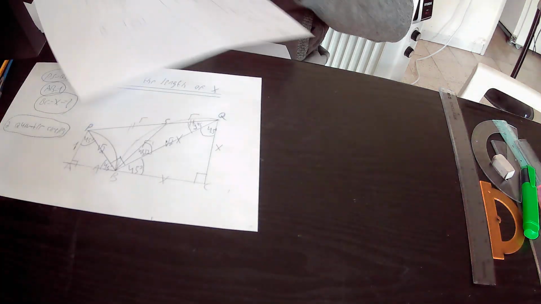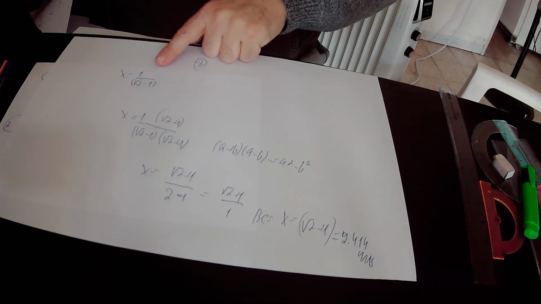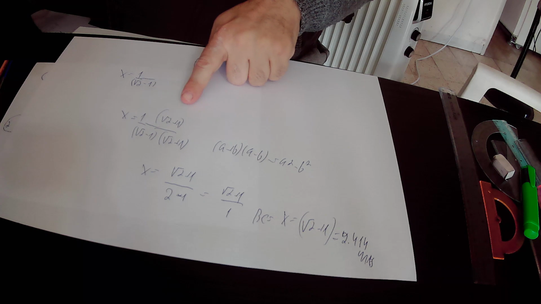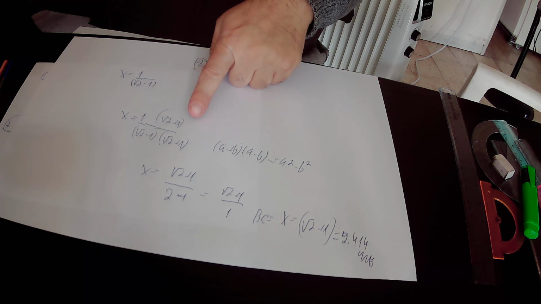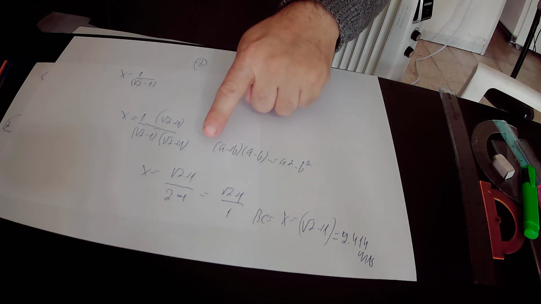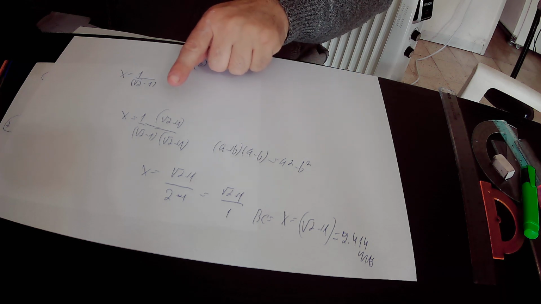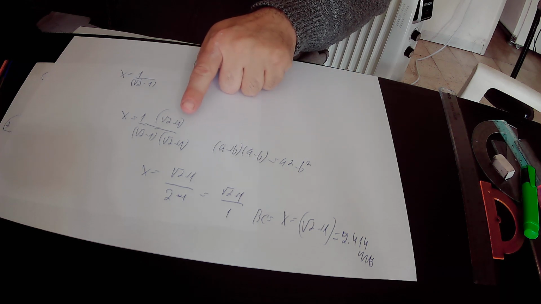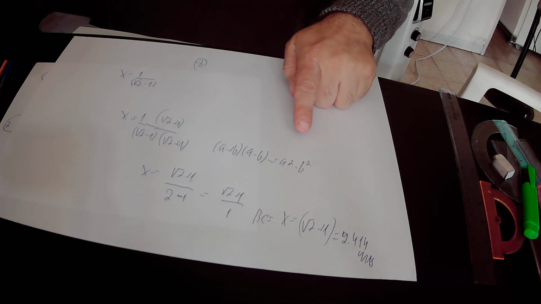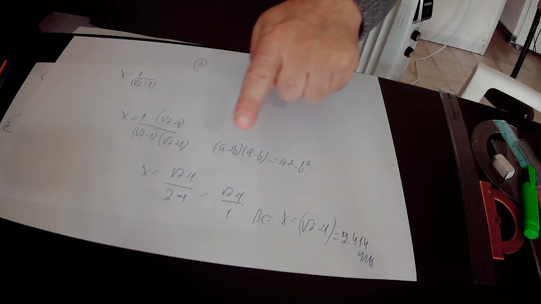Again, x equals 1 over square root of 2 minus 1. Then we multiplied this expression by square root of 2 plus 1, and then we divided by square root of 2 plus 1, so we change nothing. So x equals square root of 2 plus 1 over square root of 2 minus 1 times square root of 2 plus 1. According to the algebraic identity that a plus b times a minus b equals a squared minus b squared, it will be equal to 2 minus 1, that is 1.